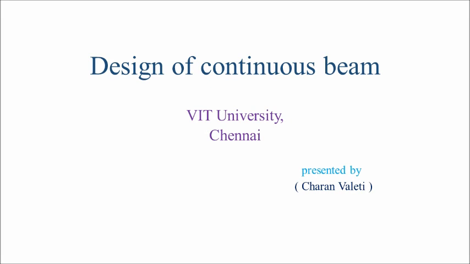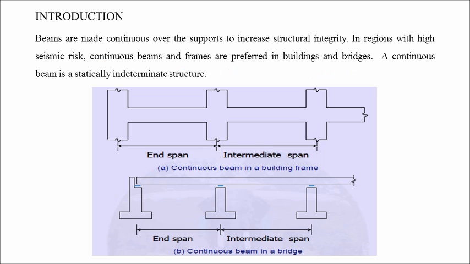I would like to explain a design of continuous beam from VIT University, Chennai. First, introduction. Beams are made continuous over the supports to increase structural integrity in regions with high seismic risks. Continuous beams and frames are preferred in buildings and bridges. A continuous beam is a statically indeterminate structure.